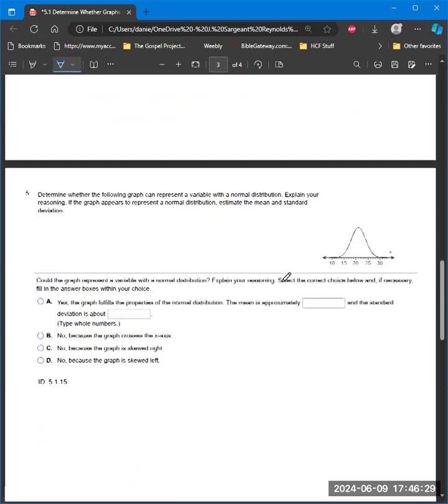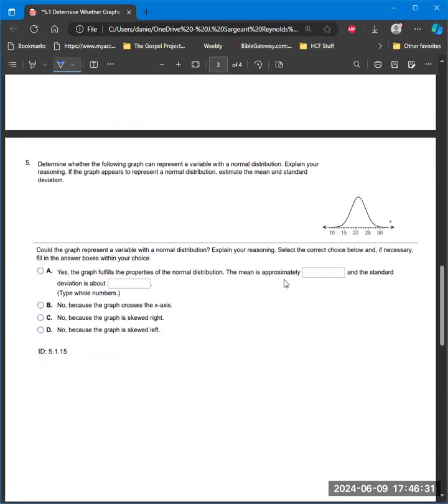And this one looks like a normal distribution. It's bell-shaped, symmetric, doesn't cross the x-axis. Looks like it has a mean of about 21. It's a little bit to the right of 20 there. And the point of inflection appears to be at about, say, 24. So that's 3 away from 21. So there we go.